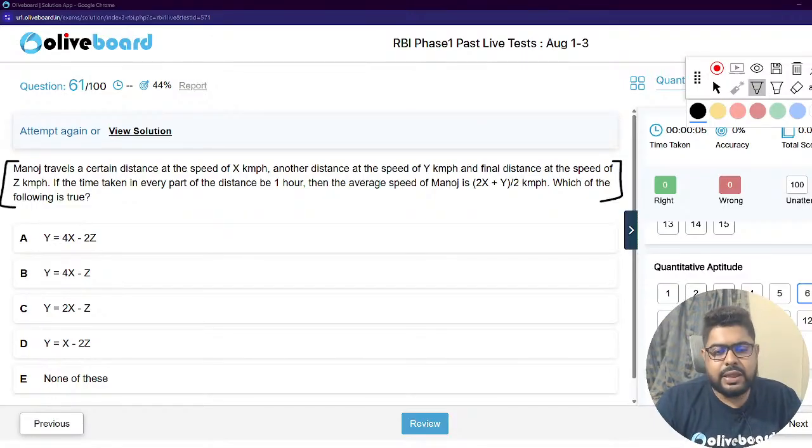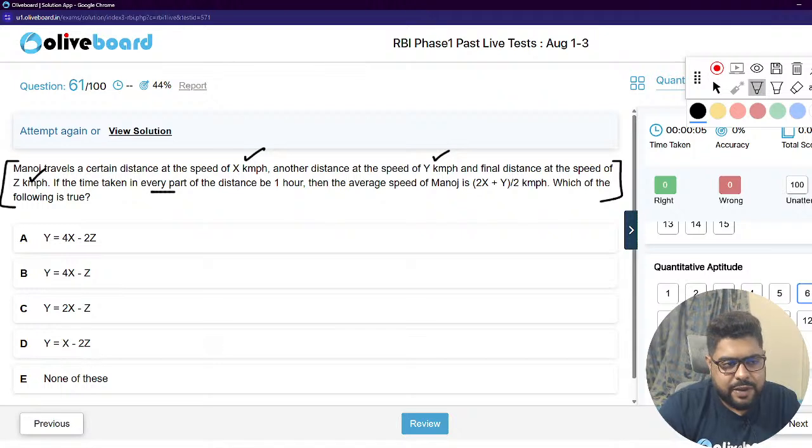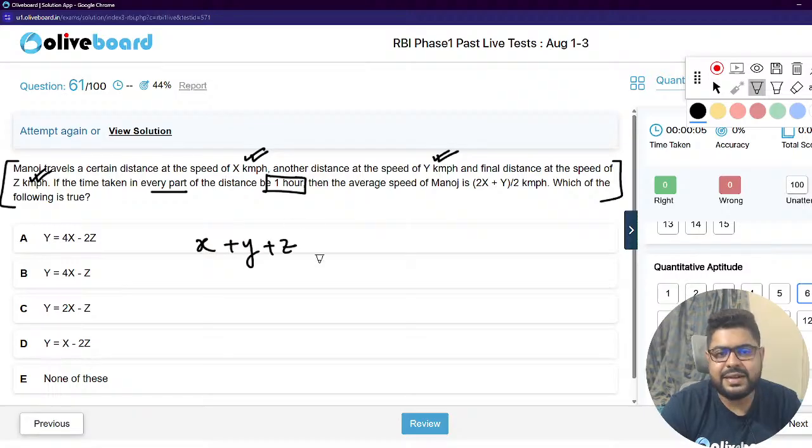Okay, the next one. Manoj travels at a speed of x, y, and z. For every part, the time taken is 1 hour. That means the distance traveled is also this much, because speed equals distance when time is 1. So that means x plus y plus z is the distance. Average speed will be total distance by total time. Time is 3. Now average speed is given to you as (2x plus y) by 2.